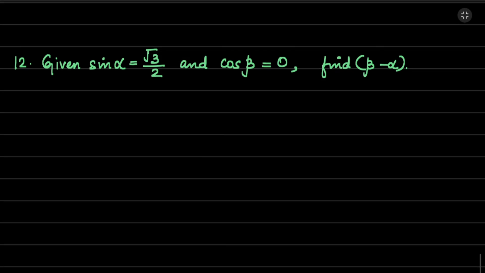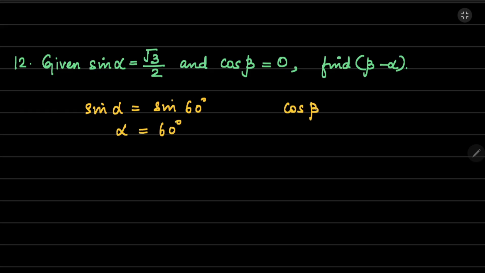You are given sine alpha is equal to root 3 by 2, cos beta equal to 0. You have to first find the angles and then subtract them, beta minus alpha. Again, you should know the angles. Sine alpha is equal to root 3 by 2. Sine of which angle is root 3 by 2? It is sine 60. Okay, so on comparing, you will get alpha is equal to 60.